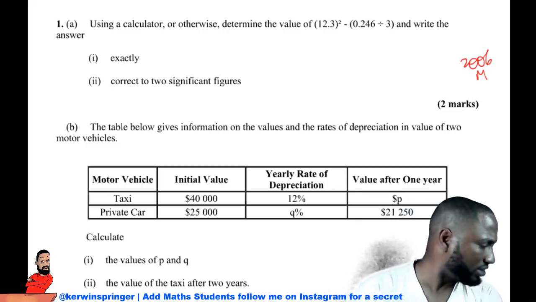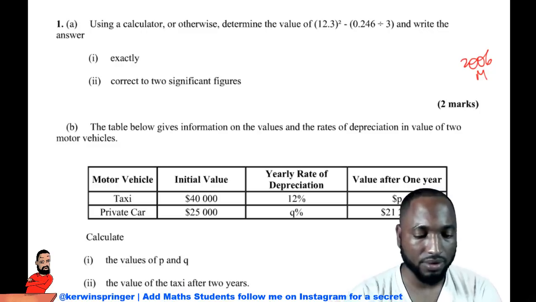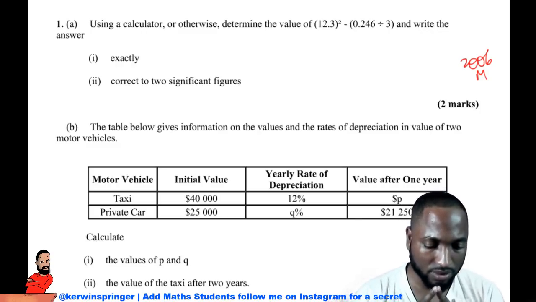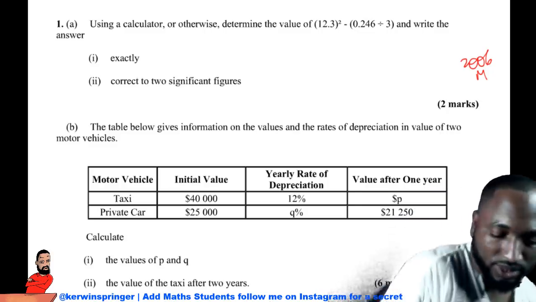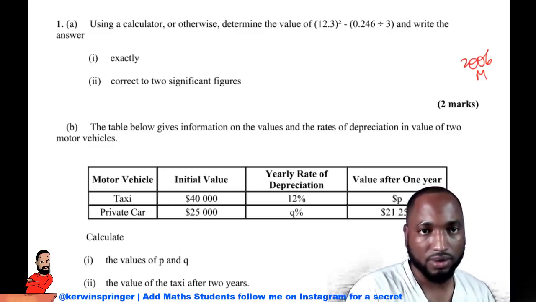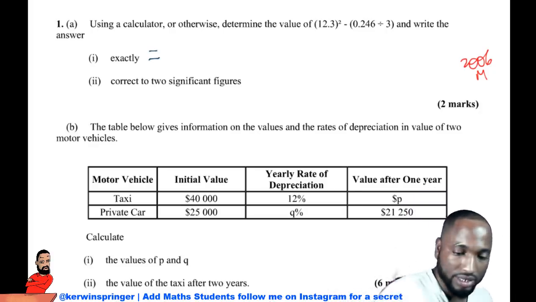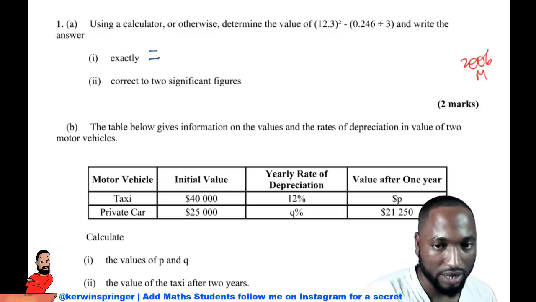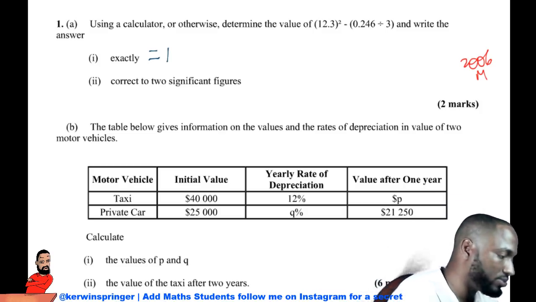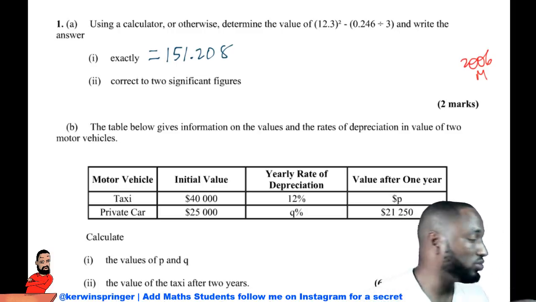And then what they ask, correct to two significant figures. Somebody say we're closing off 12, I think. I don't know how it will go. I'm just trying to get my live dashboard here. So it looks like everyone figured out this. I've seen some people already with some wrong answers to it. So the exact was 151.208. When you put it in your calculator, you got that. So correct to two significant figures, not two decimal places, two significant figures.